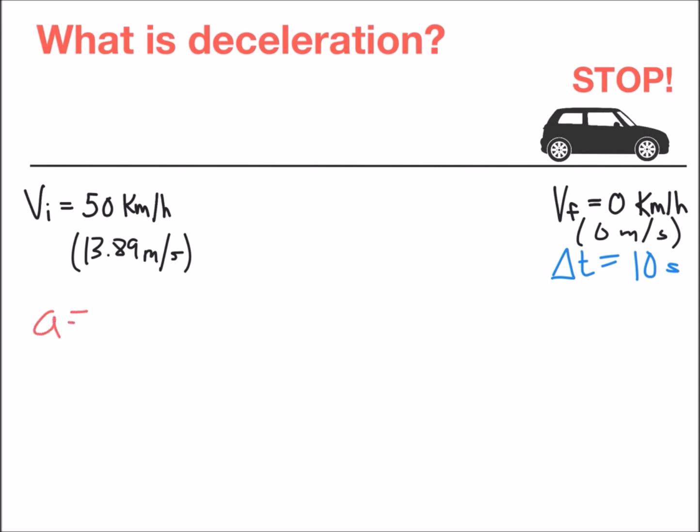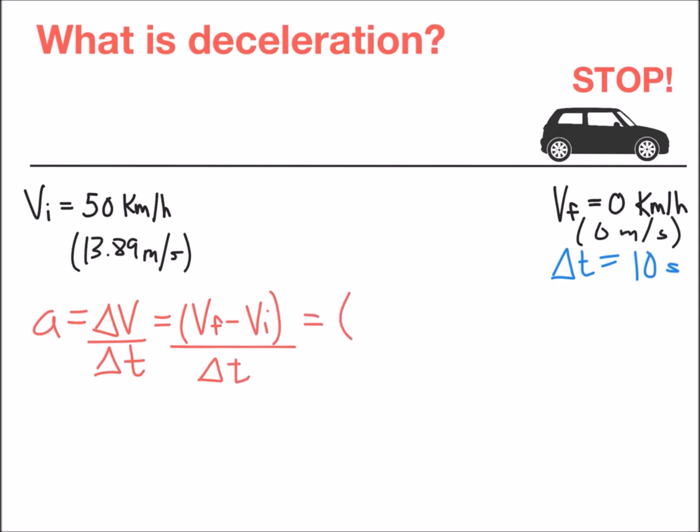And now we're going to write our equation. It doesn't change, it's still acceleration equals the change in velocity divided by the change in time. We can rewrite the change in velocity as final velocity subtract the initial velocity, all divided by the change in time. But what happens now is when we substitute our values in, we go 0 subtract 13.89 meters per second. That's going to give us a negative number in the numerator. We're going to divide by 10 seconds.